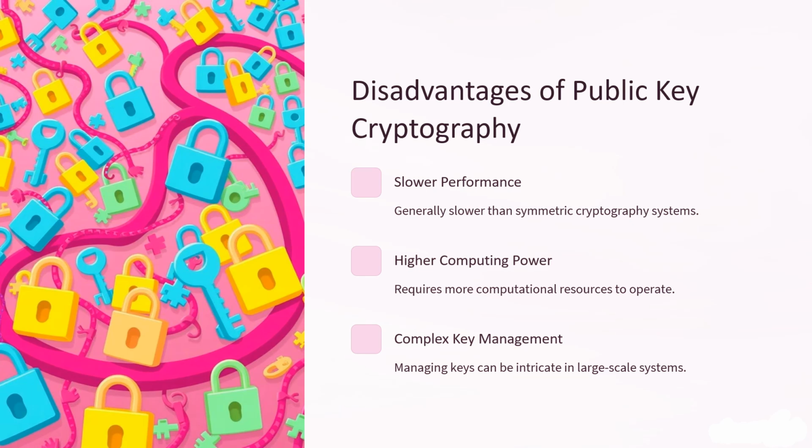Disadvantages of public key cryptography. First disadvantage is slower performance. Generally, public key cryptography has slower performance than symmetric cryptography systems. Second disadvantage is higher computing power. In big data, it needs more processing power. Third disadvantage is complex key management. Managing keys in big companies or systems can be difficult and needs strong infrastructure.